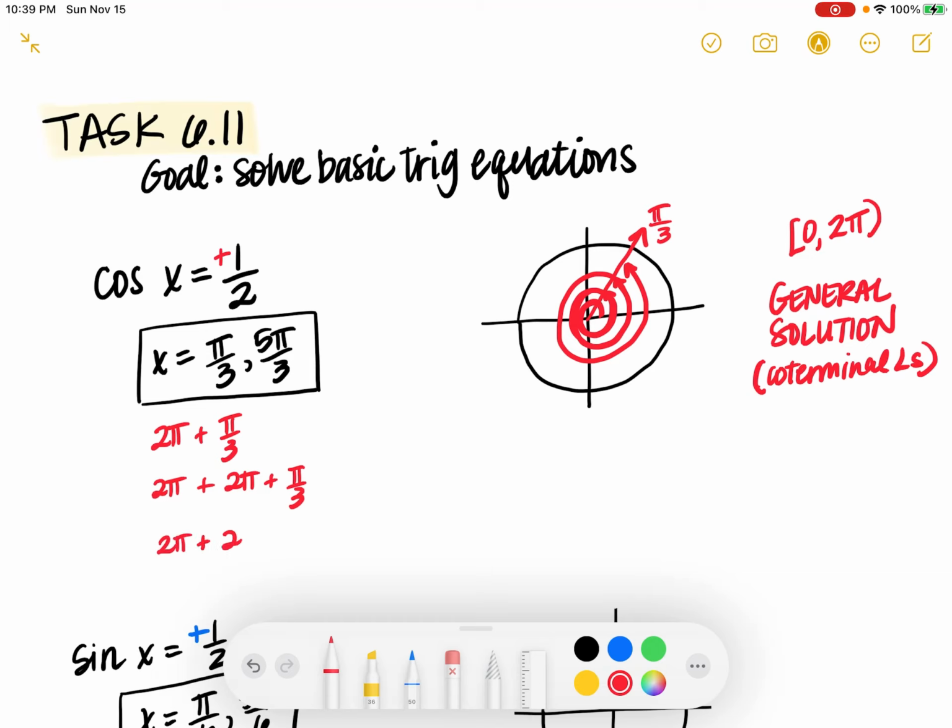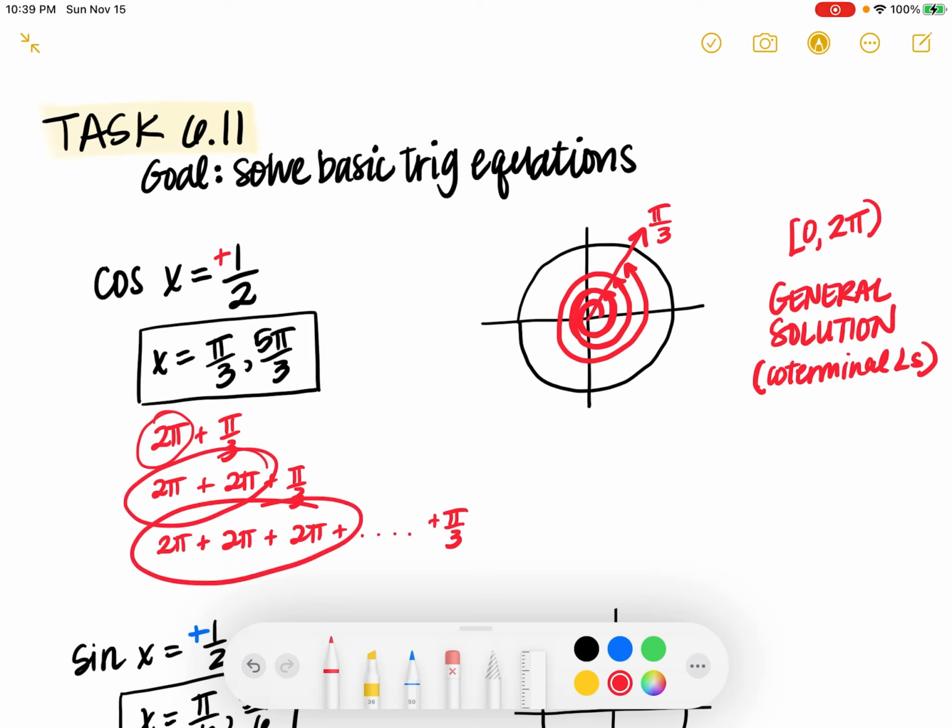It could be 1, 2, 3 rotations plus another pi over 3. Are you guys catching on to my drift here? It could be 4 rotations, 5 rotations, as long as we add a bunch of those 2 pi's and we still add that pi over 3, we're still coming back to this same exact terminal side. So there is a way to generalize this. It could be 1, it could be 2, it could be 3, it could be 18.